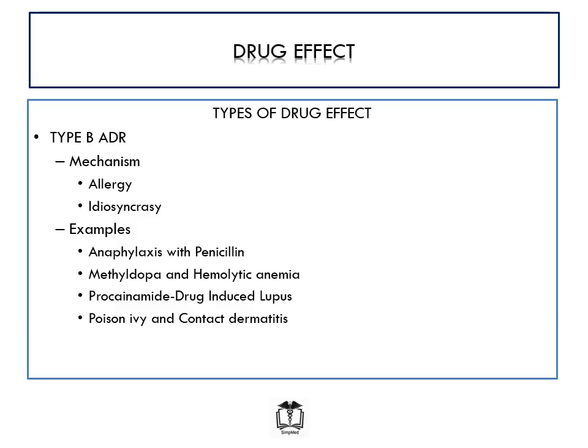Examples of drugs and adverse reactions that are classified under type B. Number one, we could have anaphylactic reaction due to use of penicillin. We could have methyldopa leading to hemolytic anemia. We could have procainamide leading to drug-induced lupus. We could have poison ivy leading to contact dermatitis. And these are all examples that are typically under the mechanism of allergies, which I'll talk about very soon.